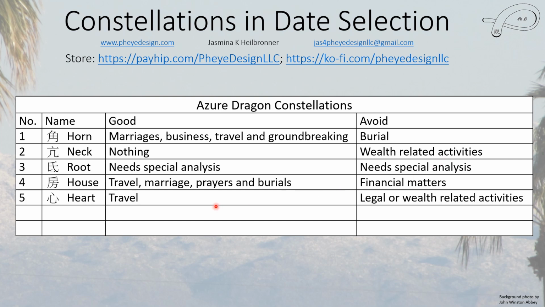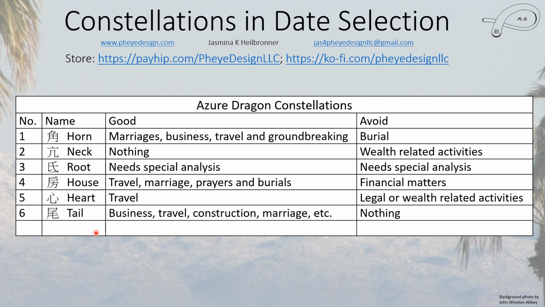So the 5th one is basically only really good for travel, but it's not very good. In fact, you should avoid legal or wealth-related activities. So that is, again, buying and selling assets. This would be deciding to sue somebody or actually going to a lawyer to work up the papers to sue somebody. So this is not a good day to do that.